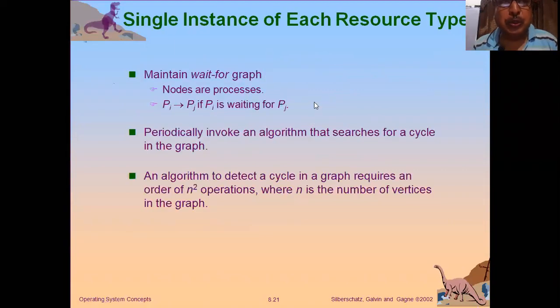So there are two possibilities. There is a single instance of each resource type. If there is a single instance of each resource type, the strategy used for deadlock detection is the wait-for graph. Okay, actually the wait-for graph can be created from the resource allocation graph.